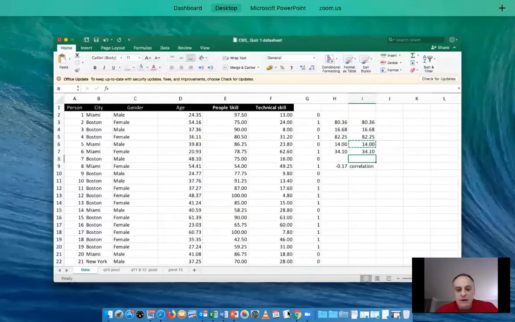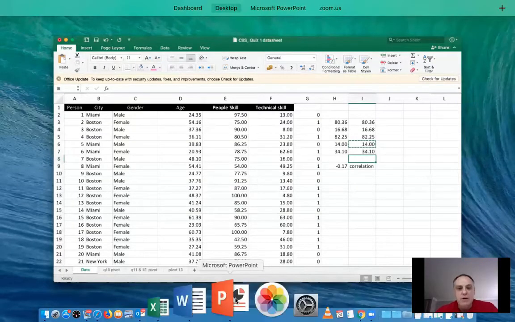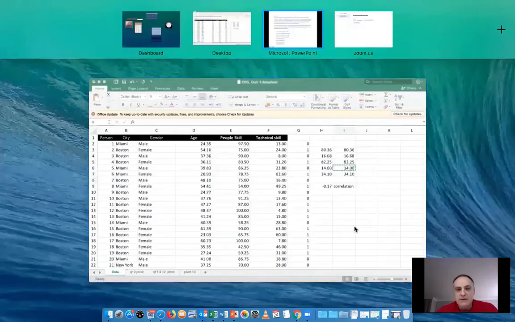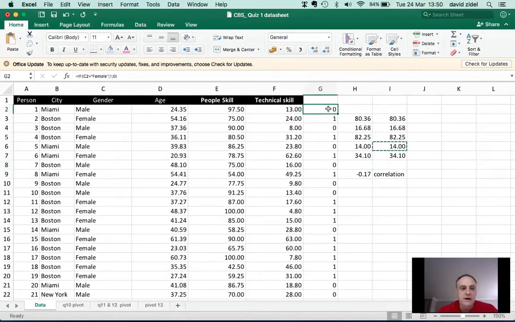And the formula that you needed to put in for this one was: if it equals female, 1 or 0. Let's just have a look. Say that I want to create a new column of data that reflects 1 if it's a female and 0 if it's a male. The formula would be: if that particular column, so if you're actually doing it in the spreadsheet, it's C, but if you're answering it, it would have been D for the test that you gave, equals female, then put 1, otherwise put 0. As simple as that.